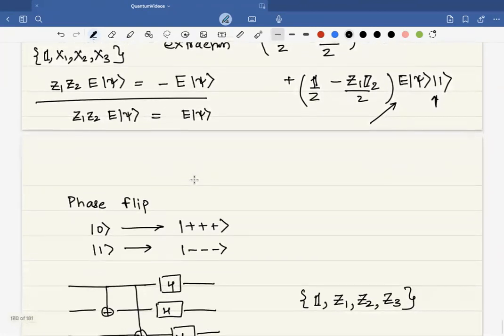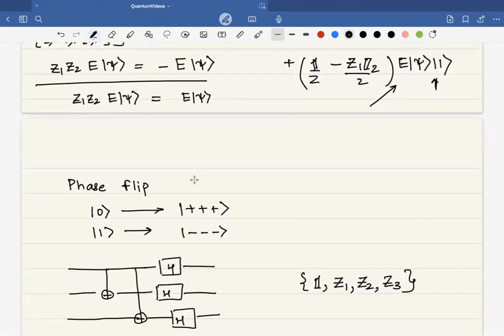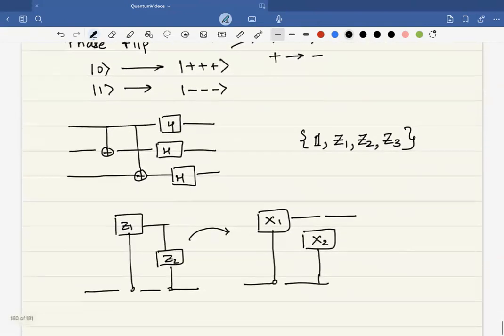And for the phase flip operators, we encode using 0 goes to plus plus plus, and 1 goes to minus minus minus. So if a phase flip occurs, right, then plus goes to minus, right? So a phase flip on the first bit will result in minus plus plus. And so the same theory applies, except that instead of the Z operators in the detection part, the syndrome detection, we use the X operators, and in the correction part or the recovery part, we use the Z operators.